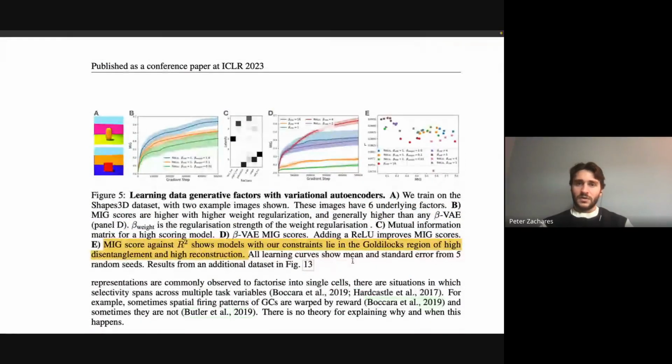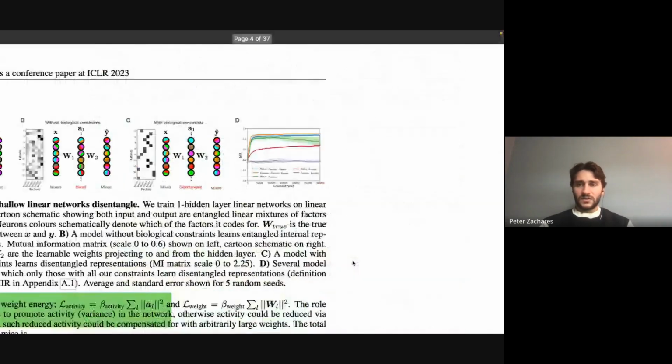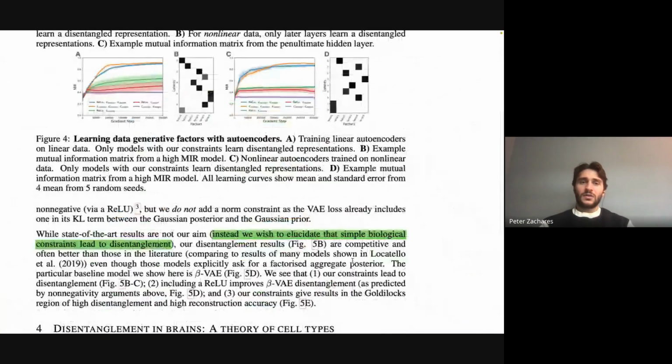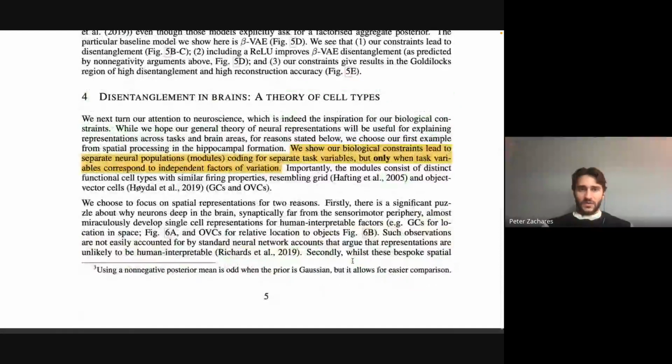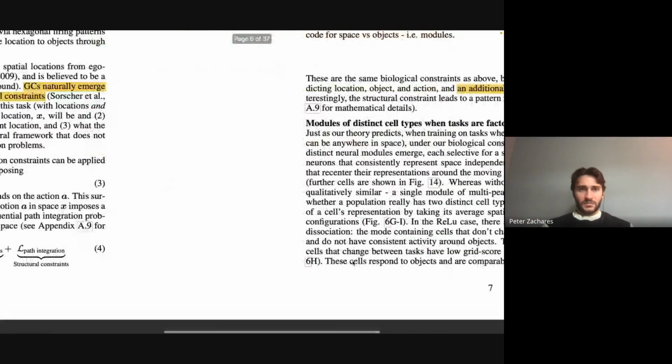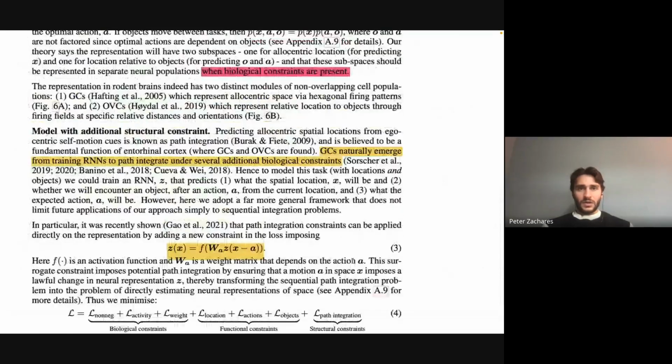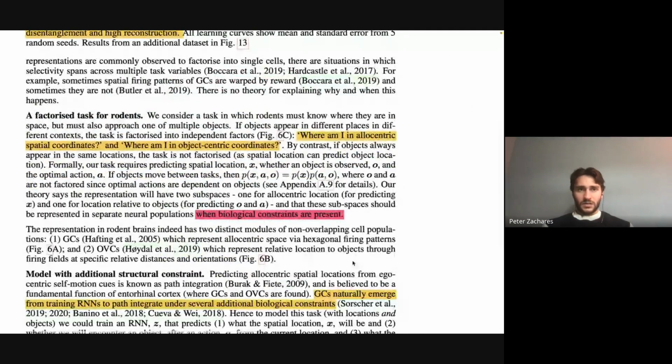Okay, how much time do we have? We have 10 minutes. Let's see if maybe I'll try to go through. So this is all the information. This is the half of the paper that's about machine learning models. But then they go into explaining how these same constraints lead to distinct and disentangled cell types in the brain, which is quite interesting. I don't feel like I have enough time to go into a lot of depth. So let me just quickly go through and try to choose one if I'm going to say anything.